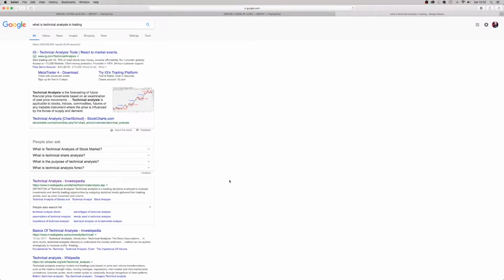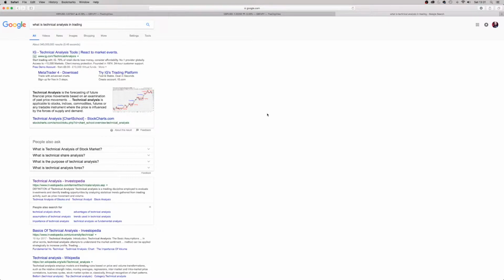But I don't really think that the people shouting TA's fake really understand what TA is, for a start, because if they understood what technical analysis is, they would understand that you can apply it to any market. So let's have a look at the definition here. It says technical analysis is the forecasting of future financial price movements based on an examination of past price movements. Technical analysis is applicable to stocks, indices, commodities, futures, or any tradable instrument, that'll include crypto, where the price is influenced by the forces of supply and demand.